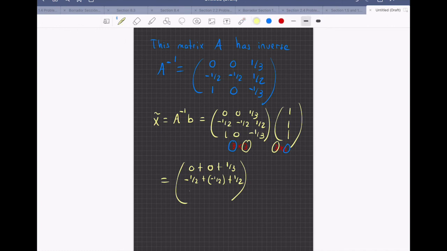So this becomes 1 plus 0 minus 1/3. And then simplify. We have 1/3. Negative 1/2 plus negative 1/2 plus 1/2 is negative 1/2, and 1 minus 1/3 is 2/3. So this implies that x is equal to 1/3, y is equal to negative 1/2, and z is equal to 2/3. You see? All right.